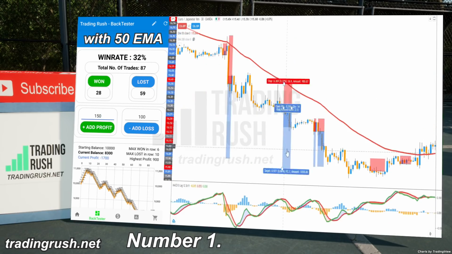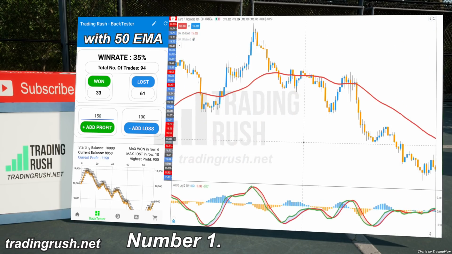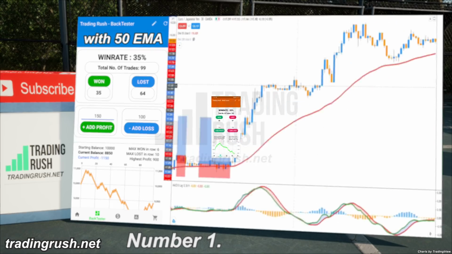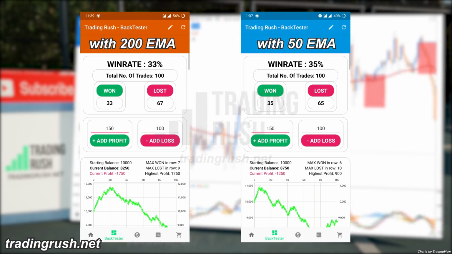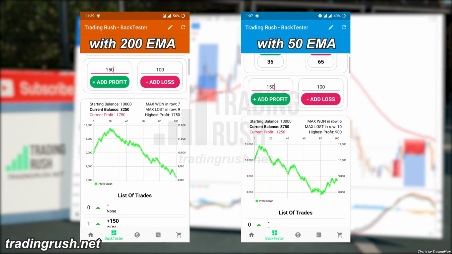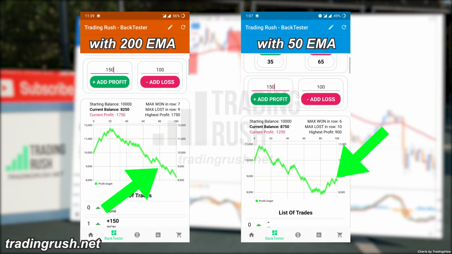So the MACD zero lag with the 50 EMA filter was not that much better than the MACD zero lag with the 200 EMA filter. But if you look at the profit graph, you will see that it went up near the end.